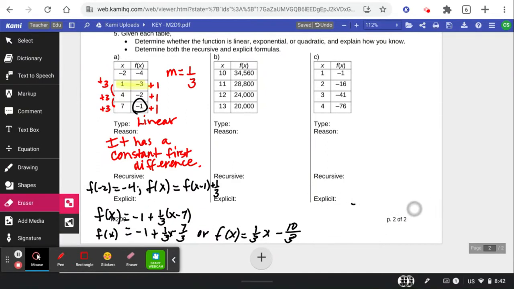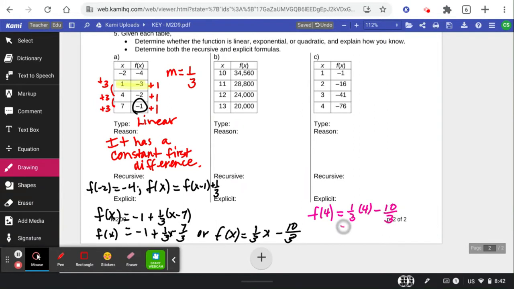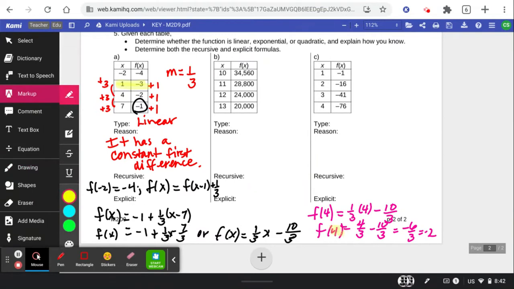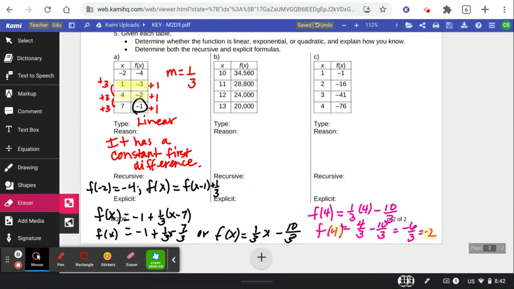Let's test putting in an input of 4. F of 4 equals 1/3 times 4 minus 10/3. So that's 4/3 minus 10/3, which is -6/3 or -2. So when I plug in a 4, I get an output of -2, and check it out, that's what I'm supposed to get looking at the table.